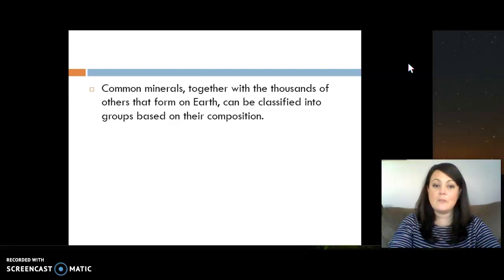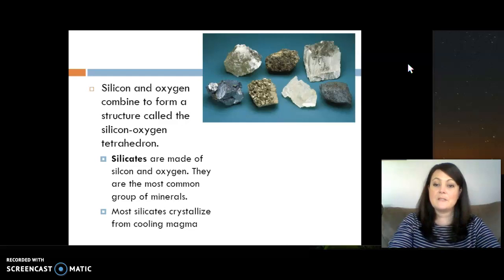Common minerals, together with thousands of others that form on Earth, can be classified into groups based on their composition. Silicon and oxygen combine to form a structure called the silicon-oxygen tetrahedron. These silicates are made of silicon and oxygen, and they are the most common group of minerals on Earth. The sand that forms on the beaches is made essentially of silicates. Most silicates crystallize from cooling magma.